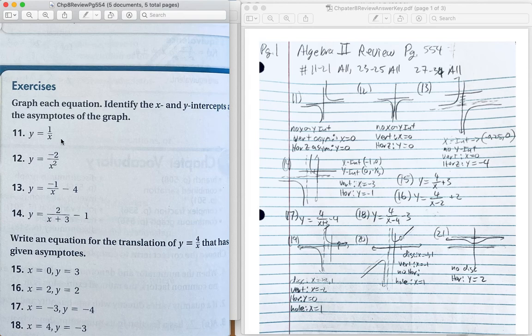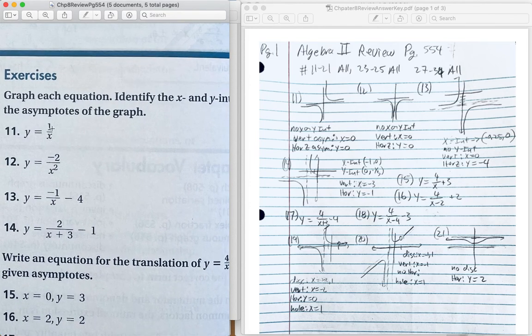So here we have y equals 1 over x for number 11. This is a rational function. At this point, x is on the bottom. X is the higher order degree. That means that we have a horizontal asymptote at 0. There's nothing being added or subtracted from the x. Therefore, there is going to be a vertical asymptote also at 0.